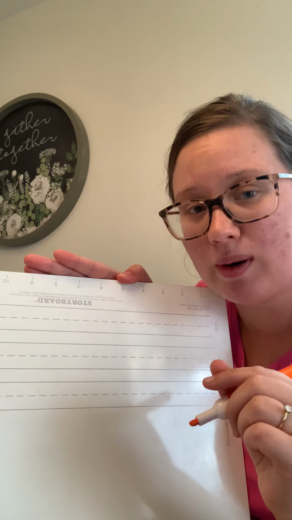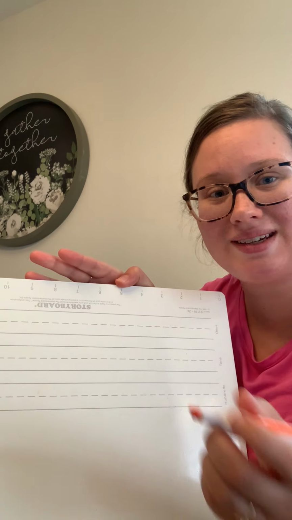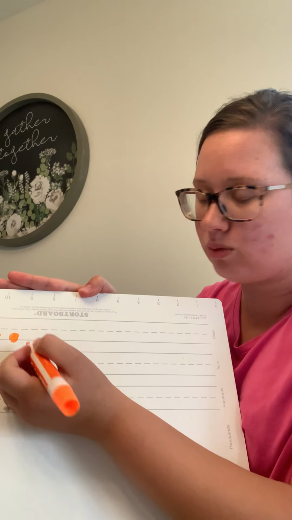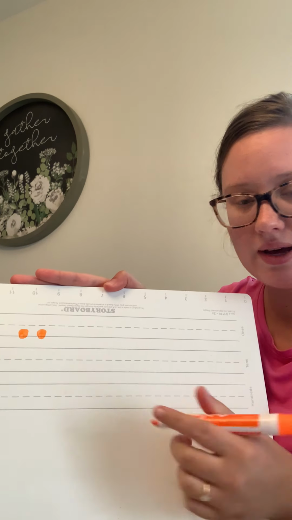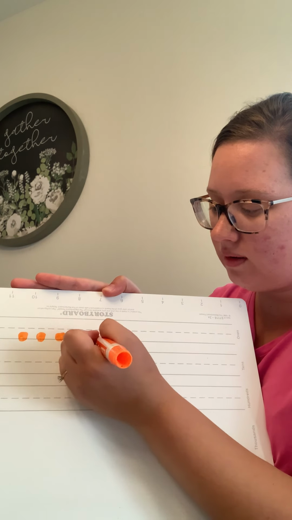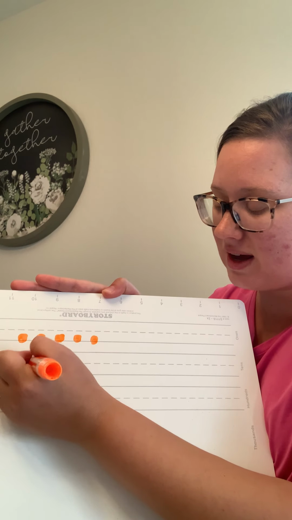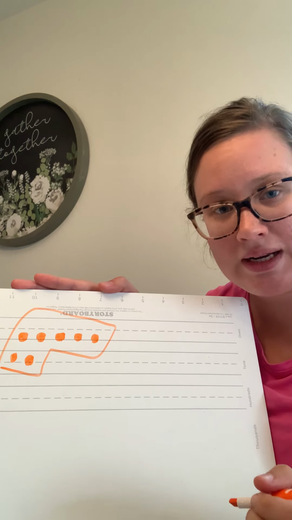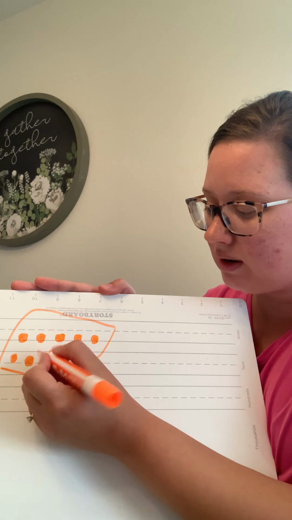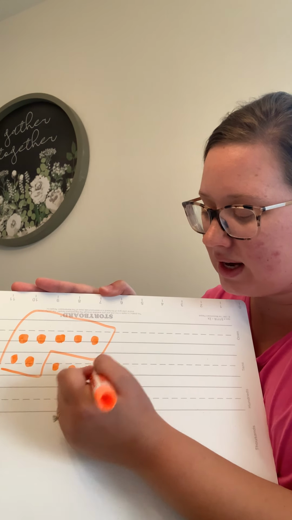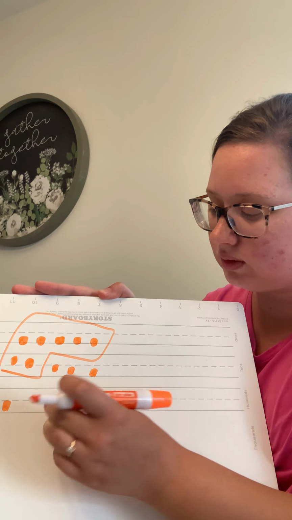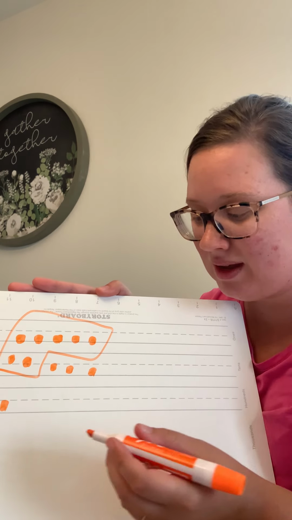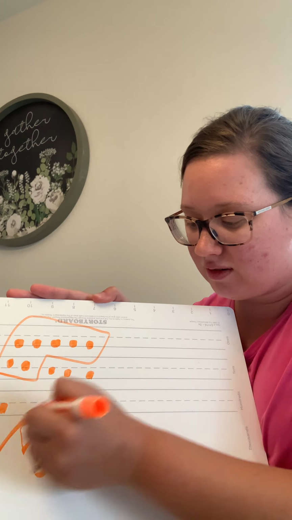Since it's a small problem, it might be easier to just add the ones. So I'm going to start with unit 7, 1, 2. Can y'all see that? Yeah. 1, 2, 3, 4, 5, 6, 7. This is what I started with. How many more do I need to add to get to 12? 7, 8, 9, 10, 11, 12. 1, 2, 3, 4, 5. So I added 5. I'm thinking that my change is going to be 5.